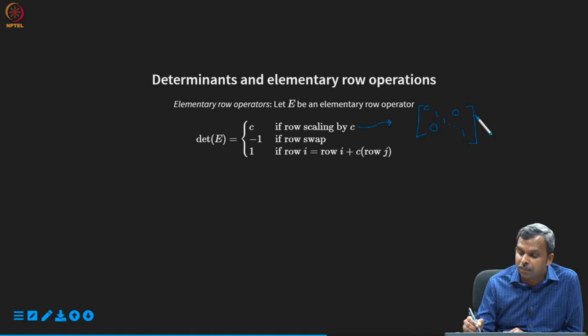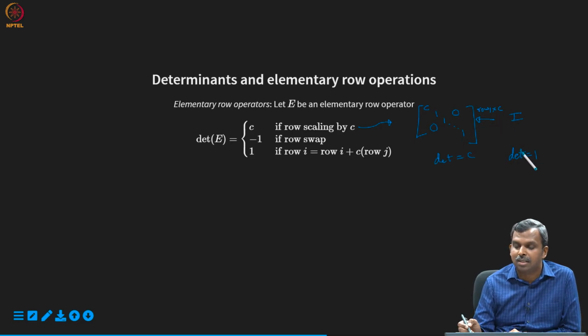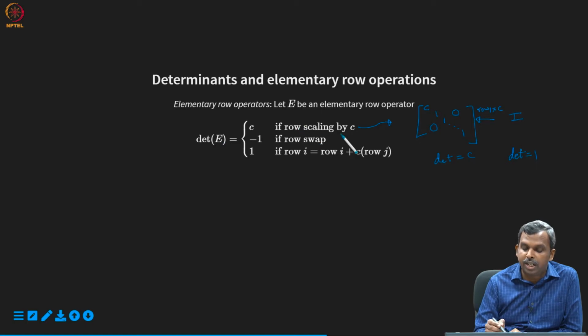Now how do you get to this? You take the identity and multiply row 1 by C. So then what should happen? Here you have determinant equal to 1, here you have determinant equal to C, isn't it? It is C times this determinant when you multiply the row by C. So you see the determinant of E for any row scaling by C is C itself.